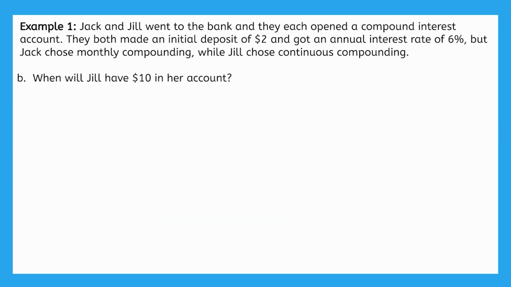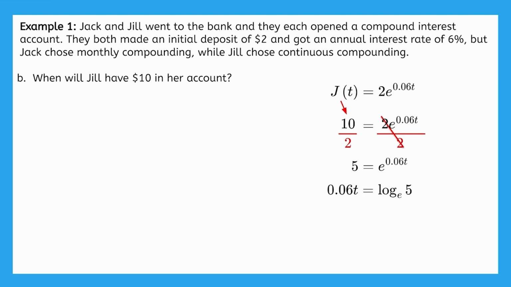Let's look at part B. When will Jill have $10 in her account? Pause the video and try to solve it yourself. Here's Jill's equation. We replace J of t with 10 and then divide both sides by 2. Since e to the 0.06t equals 5, then 0.06t must equal log base e of 5.